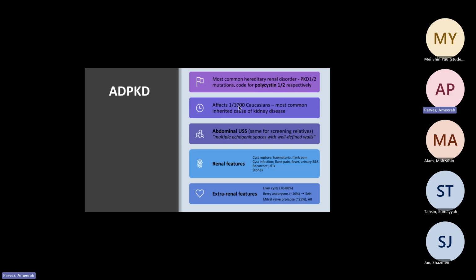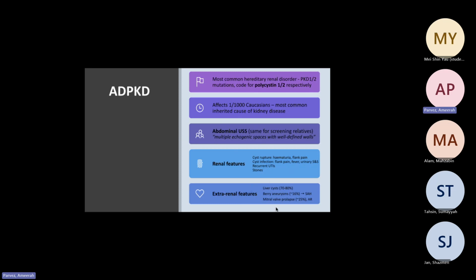In terms of prevalence, it does affect 1 in 1,000 Caucasians. So it's the most common inherited cause of kidney disease. In terms of the presentation, you may see things related to the rupture of the cyst, so blood in the urine, pain in the flanks. If the cysts become infected, then flank pain, fevers, urinary signs and symptoms. You may see someone have recurrent UTIs or maybe even stones.